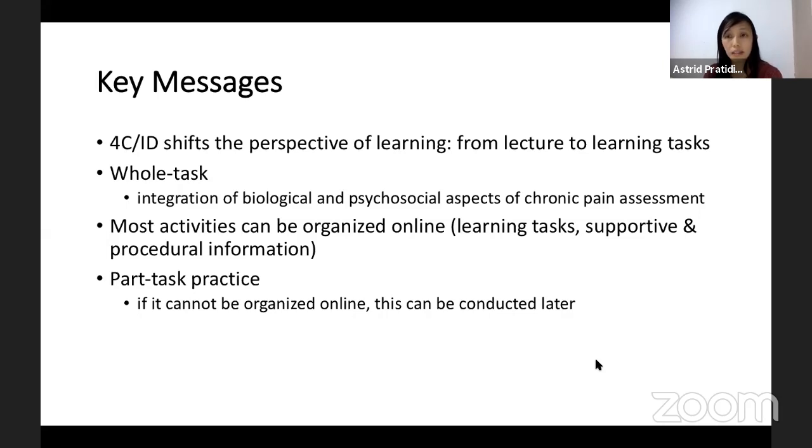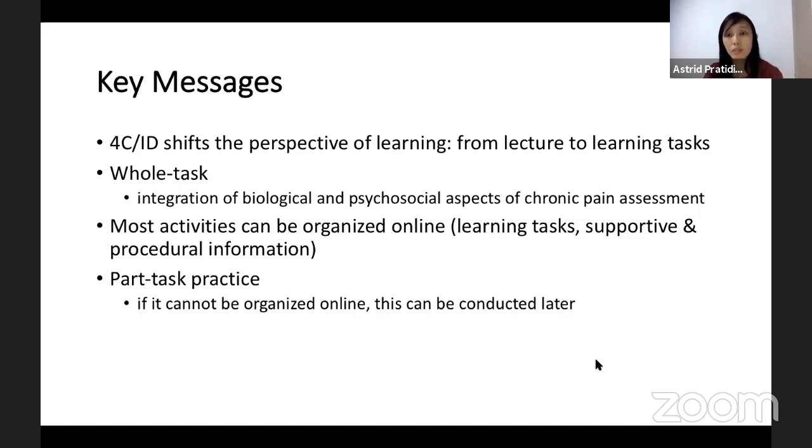And the task should be a whole task. And in this example, our whole task is the integration of biological and psychosocial aspect of chronic pain assessment. We don't only focus on the biological and then later on have a communication skills training, for example, only on the psychosocial, but we combine both in one session.